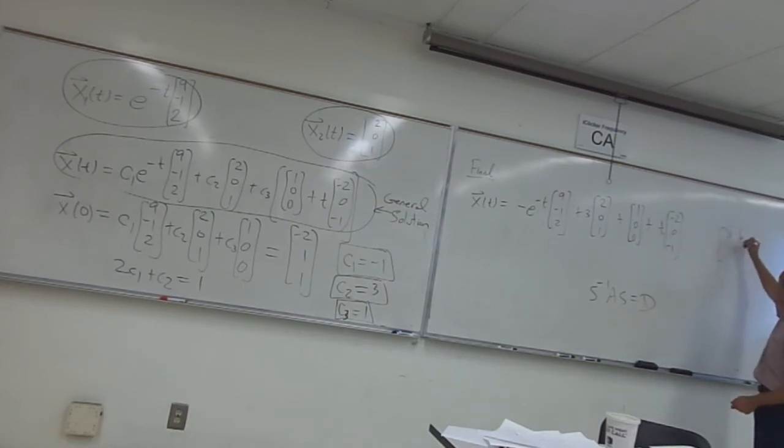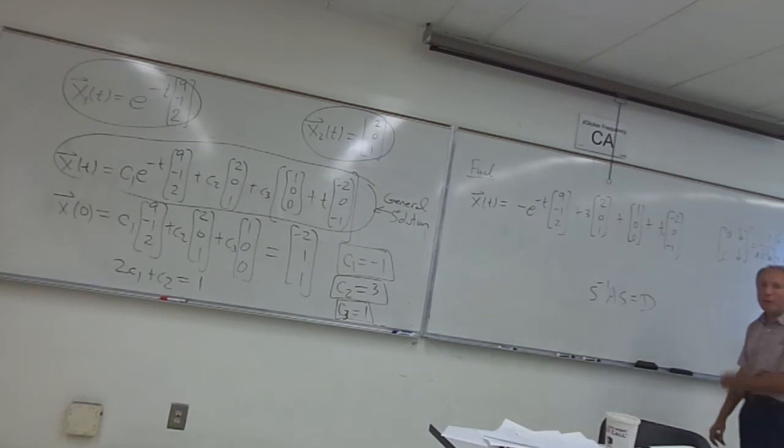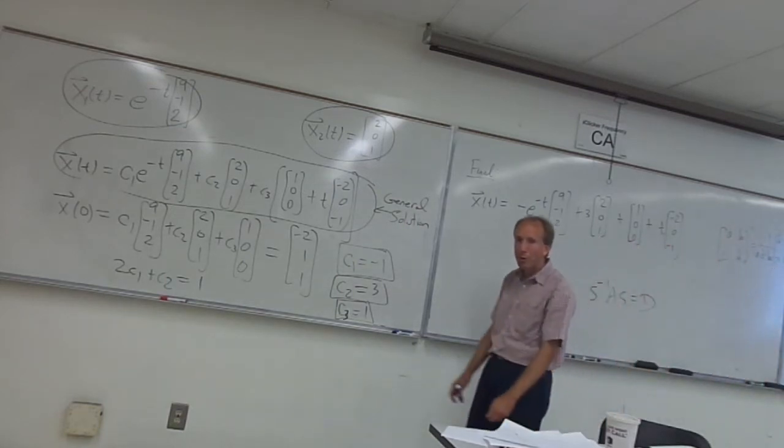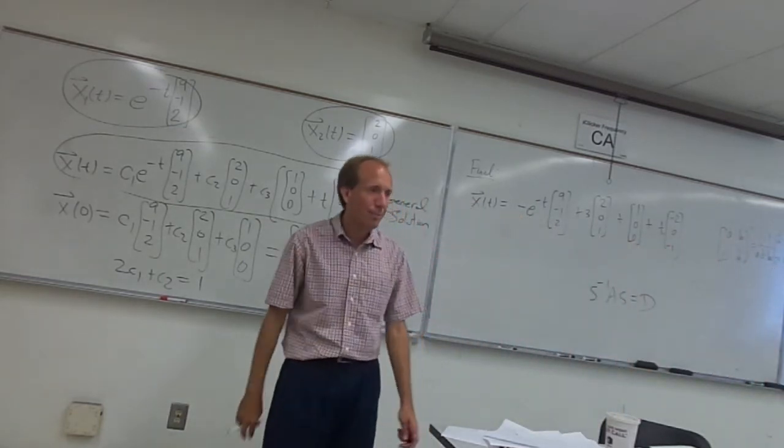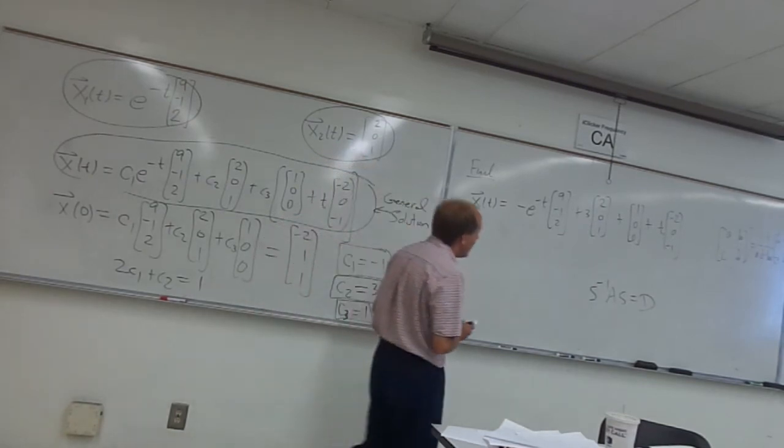All it is, I'll just do it. 1 over the determinant, swap the diagonal numbers, and change the sign on the other two. Should just know that cold. Know it for the next 2 exams cold. That's just really helpful if you know that.